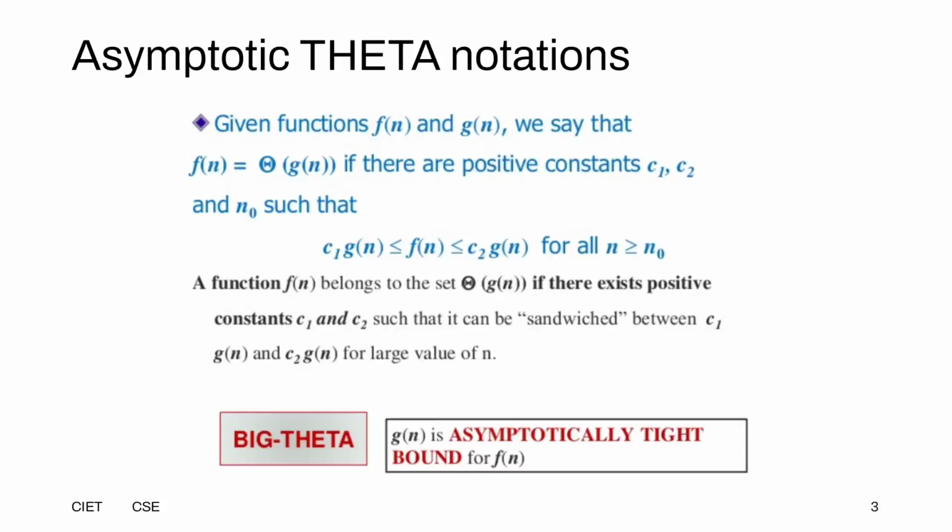So a function f of n belongs to the set theta of g of n if there exist positive constants c1 and c2 such that it can be sandwiched between c1 g of n and c2 g of n for large values of n. So it is calculated for the average time complexity. Theta notation is used for the average time complexity between c1 g of n and c2 g of n.